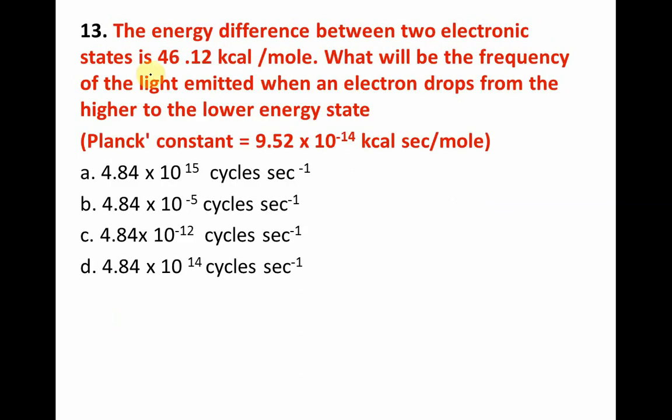The energy difference between two electronic states is given, delta E is 46.12 kilocalories per mole. What will be the frequency of light emitted? You need to calculate the frequency when an electron drops from a higher energy level to a lower energy level. They have given h. You need to calculate nu from nu, h and delta E. What is the equation we know? Delta E is equal to h nu, or I can also write it as delta E is equal to hc by lambda.